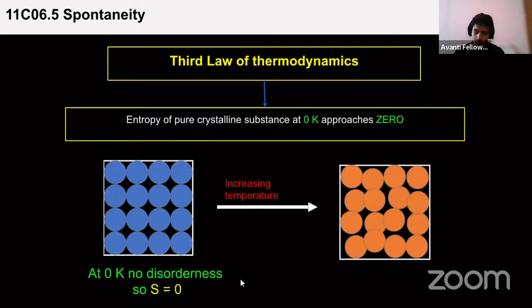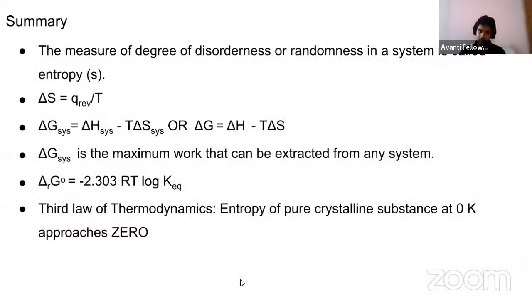Now, as we increase the temperature, some disorderness will increase. There we'll get some kind of entropy as we go away from 0 Kelvin. So if you see at room temperature, everything will have a certain amount of disorderness for sure. Either it may be vibration or something else. Now let's quickly summarize whatever we discussed till now.